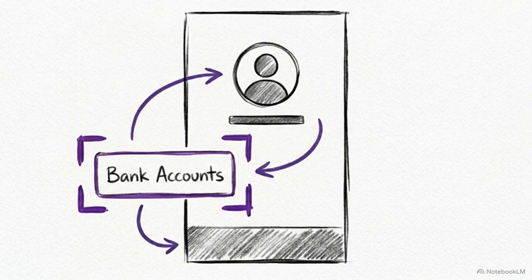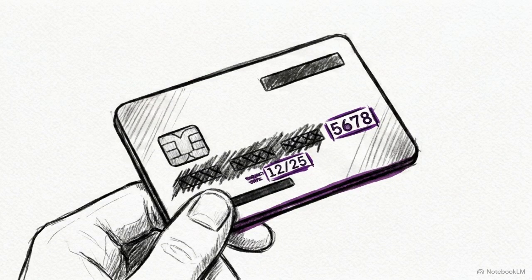Tap your profile icon, then select Bank Accounts. Choose your bank from the provided list to link your account. You will need to enter the final digits and expiration date from your debit card. This information allows you to create your secure UPI PIN.